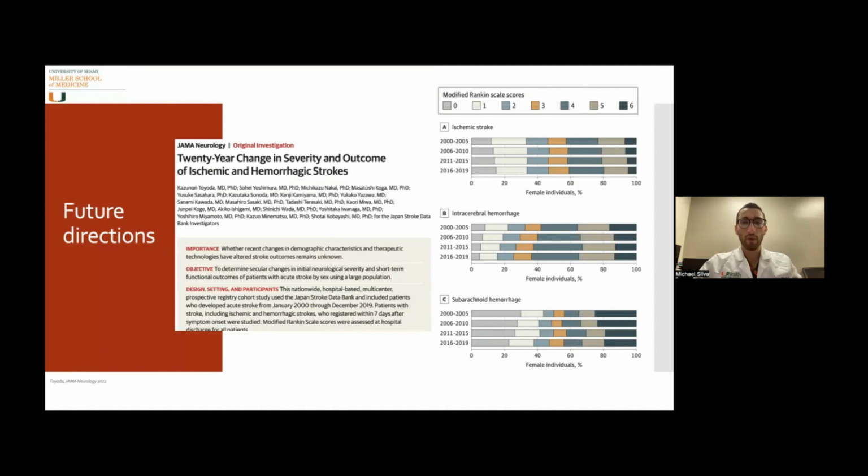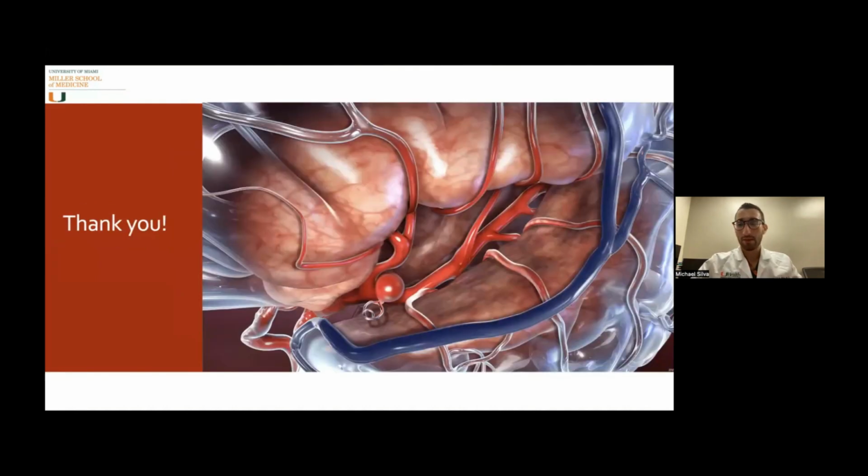So there's a long way to go, and I hope that our research can help improve the care of these patients, and that we can catch up to the ischemic stroke world. So that's all I have, and I'm happy to answer any questions.